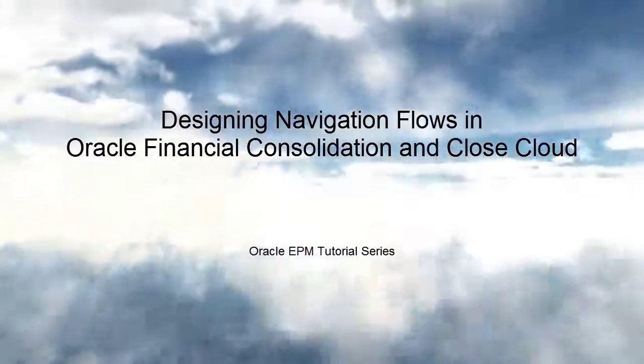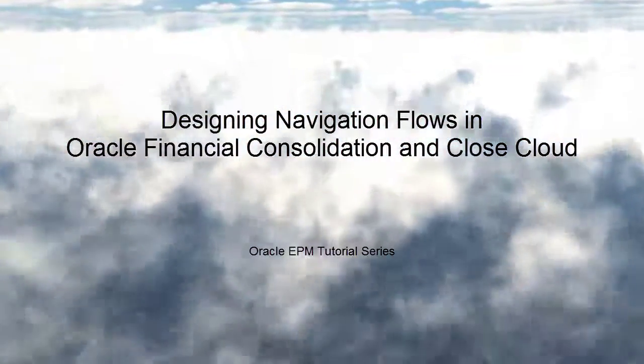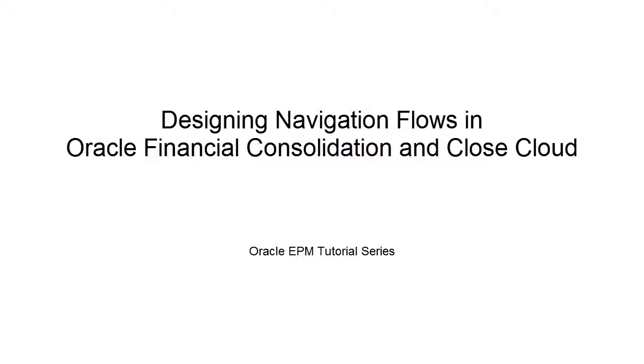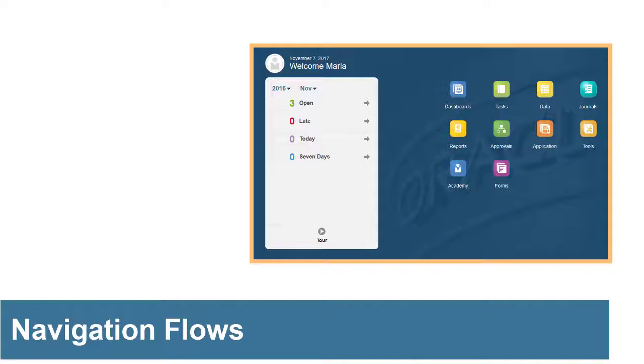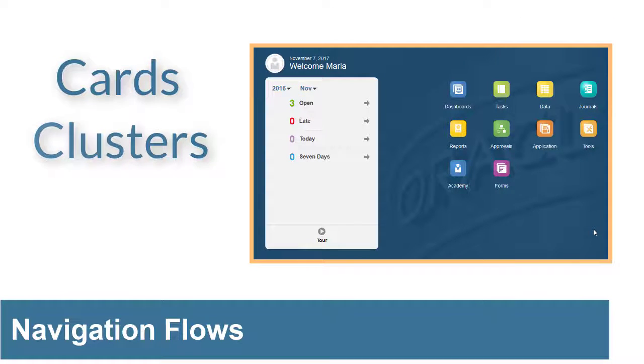Welcome to this step-by-step tutorial on how to customize navigation flows in Oracle Financial Consolidation and Close Cloud. Application designers can create navigation flows that control how roles and groups interact with the application. Navigation flows are comprised of cards, clusters, and tabs that allow a user to complete application tasks.